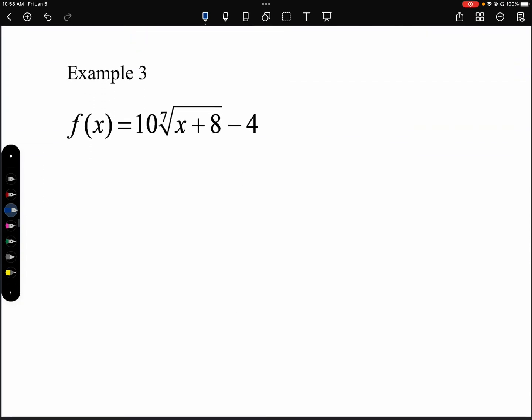All right, so then we have one more example for you. f of x equals 10 times the 7th root of x plus 8, minus 4. And remember, just treat this like it's y at the beginning there. Go ahead and flip them and solve it. If you want to pause it, work it out without me going through it, and then fast forward, you're welcome to do that, and see if you get the same answer. I'm going to go ahead and start now.